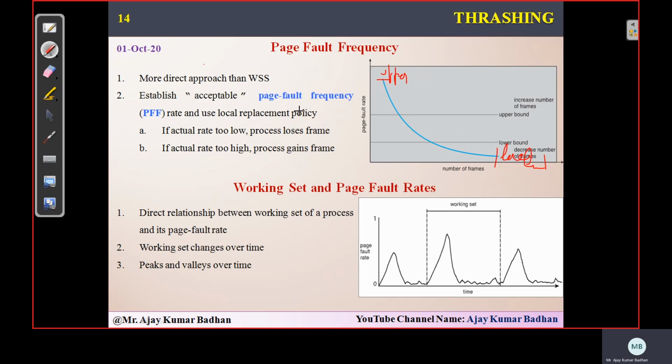So whenever a process is crossing the upper limit, it means the page fault rate has reached the maximum. So we will allocate one frame to it so that it can perform the operation. But if the page fault rate is below the lower bound, then we will try to remove some of the frames from that particular process.